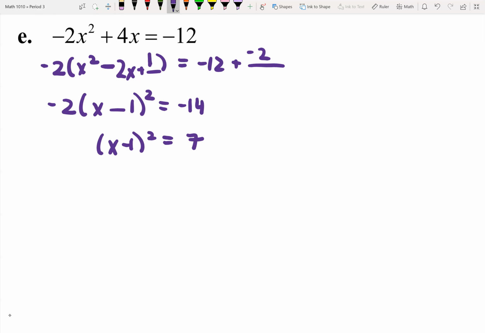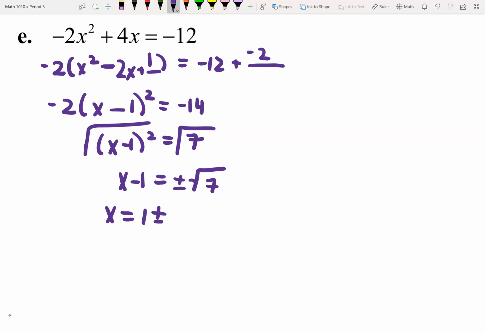Macy, what do we do now, honey? Take the square root. And you get x minus 1 equals, everybody in the room, what goes here? Plus or minus the square root of 7. Am I going to have pairs on my 7? No, nothing to pull out, right? 1 comes over, x equals 1 plus or minus the square root of 7.